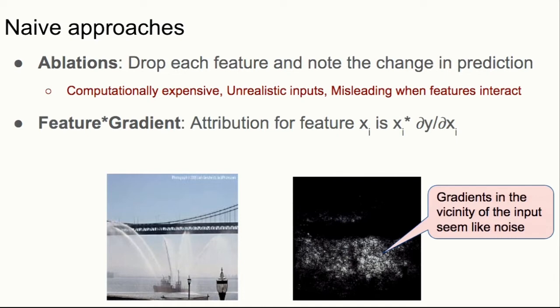So these gradients seem noisy. This isn't very informative. At least this is not how we humans would think that a fireboat is recognized. Now maybe the network is using some crazy logic to recognize a fireboat, or maybe the attribution technique is not functioning well.